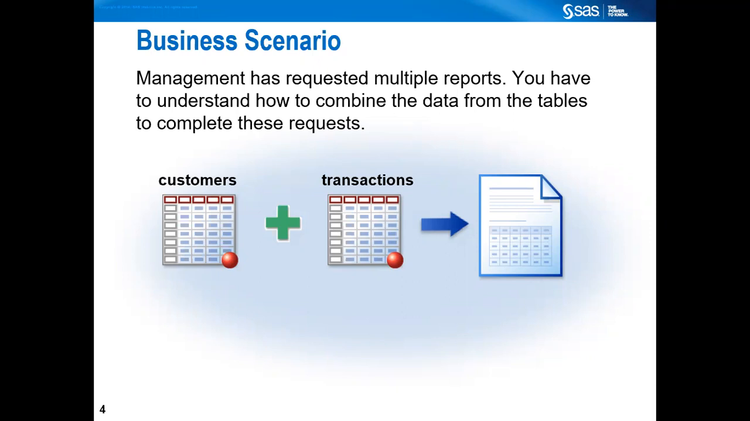It's a very simple scenario. Management has requested multiple reports, and you have to understand how to combine the data from tables to complete this request. Now there are two tables, customer and transaction. You need to join these two tables, or merge these two tables, so that you get an appropriate report. Okay, so this is what is expected.